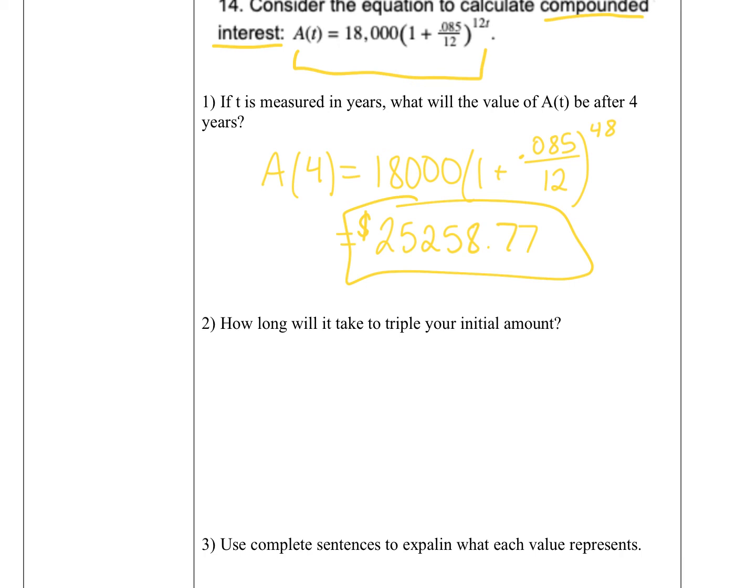How long will it take to triple your amount? Okay, think about it. If we started with $18,000, you with me? We started with $18,000 and we ended with triple that amount. What is triple of 18,000? How do you triple something? 54,000 is going to be your A of T. Set it equal to your equation.